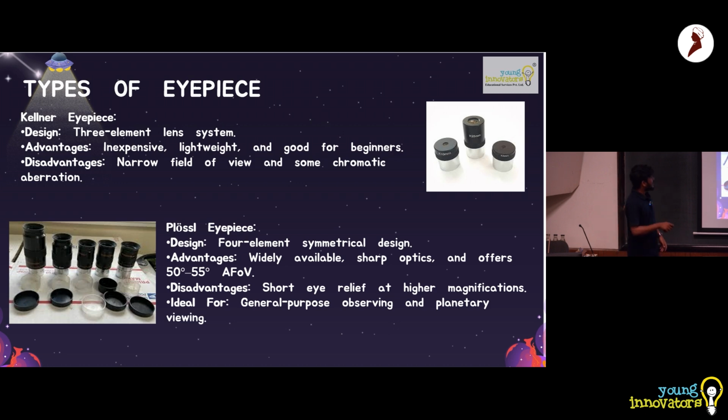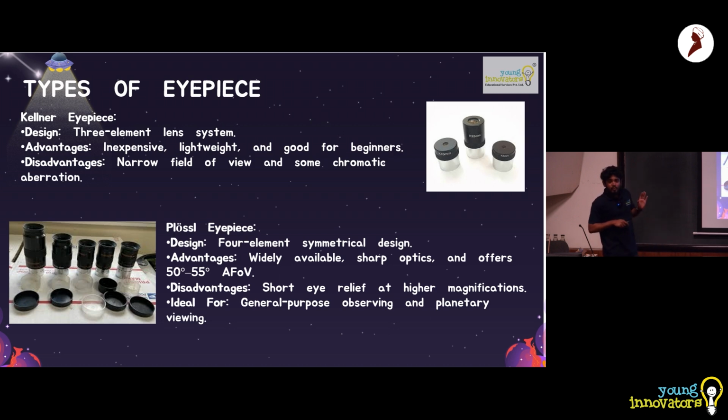Okay. Kellner eyepieces are inexpensive. They are lightweight. They are cheaper. They use 3 lenses. And in the case of a Flosel eyepiece, you have a better eyepiece, or basically all the components that you use are better than a Kellner one. It is for somewhat advanced level of astronomy, and it has a 4-element symmetrical design, 4 lenses inside the Flosel.